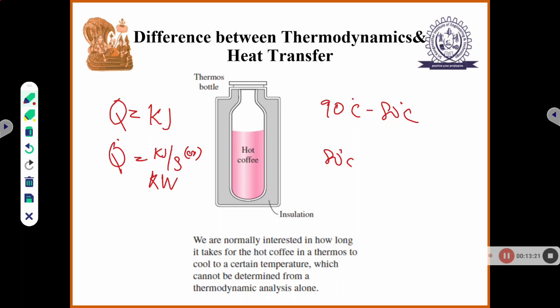Okay, so we are normally interested in how long it takes for the hot coffee in a thermos to cool to a certain temperature, which cannot be determined by thermodynamic analysis alone. That is why we have to take a detailed study of heat transfer. Fine.